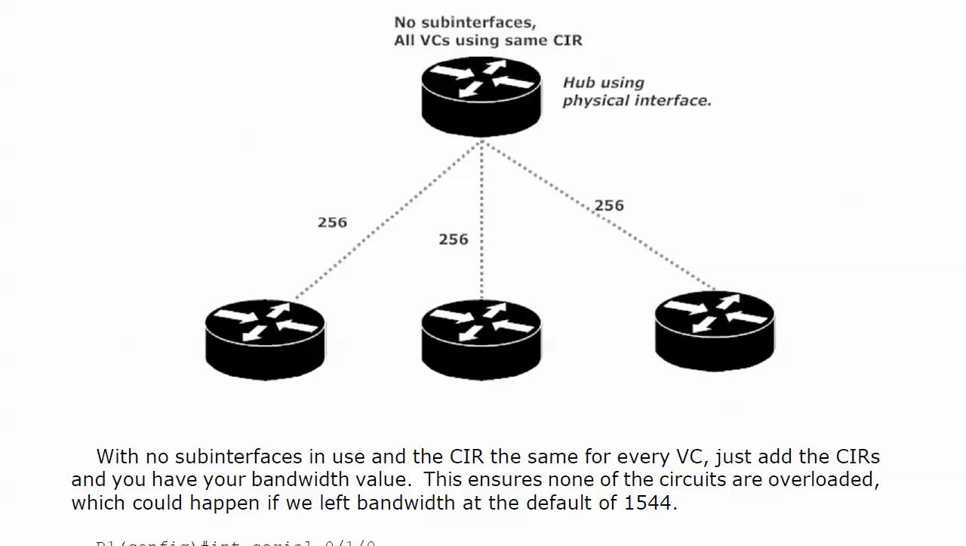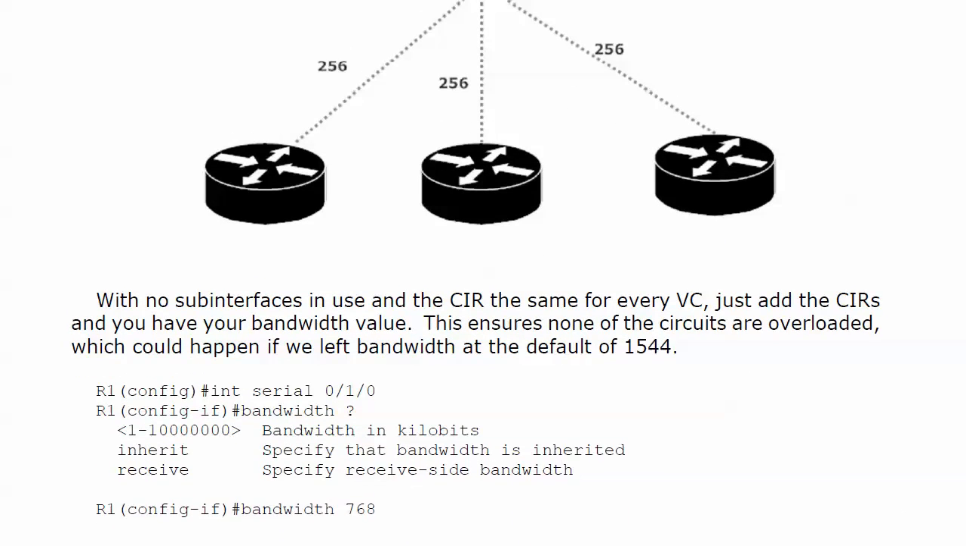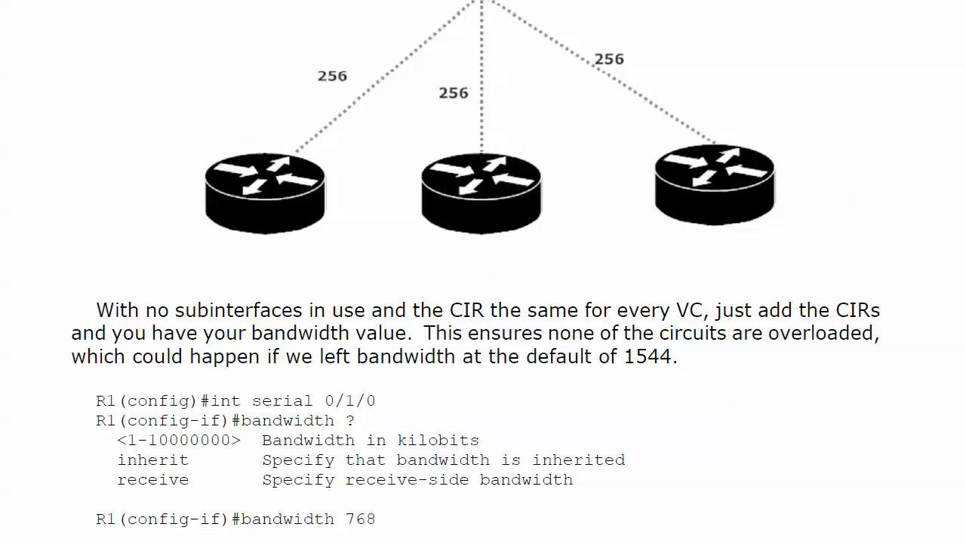And that ensures that none of the circuits are overloaded, which could happen if we left bandwidth at the default of 1544, assuming a T1 line. And this is all you do. It's right under the interface, bandwidth. Just watch that because it's in kilobits, and you don't want to enter it as if it's in another kind of bit.